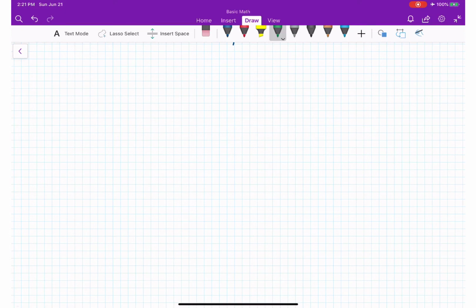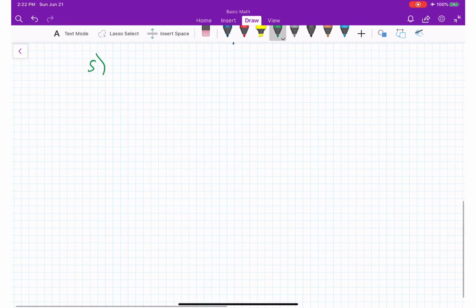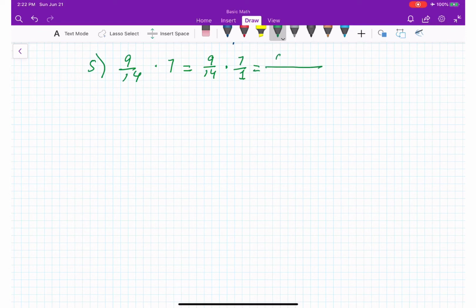Now we are going to multiply a fraction by a whole number. So when we multiply a fraction by a whole number, we get 9 over 14 times 7. It's the same thing as 7 over 1, right? So what do we get? 9 times 7 and 14 times 1. So it's going to be 7 and 14. Both of them I can divide by 7. This is 1, this is 2. And the answer I will get is 9 over 2.